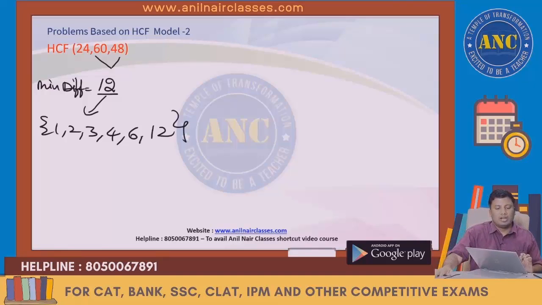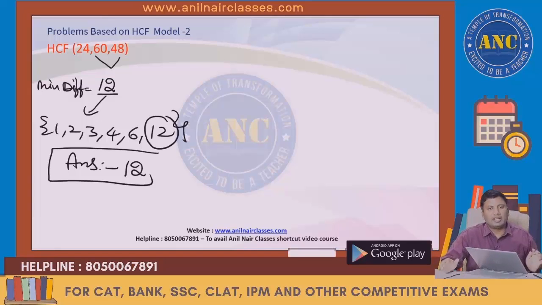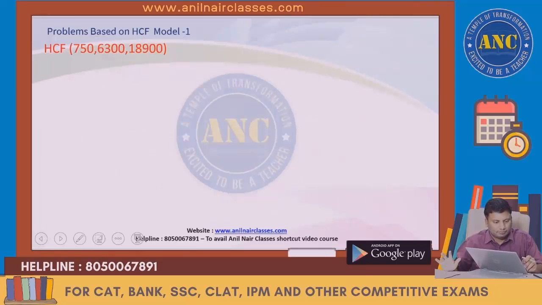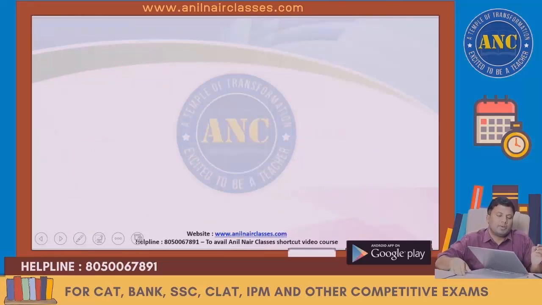12 2s are, 12 5s are, 12 4s are. The answer is the highest, which is 12. I hope the idea is clear. Now let's go back. Concept number 7 is clear.